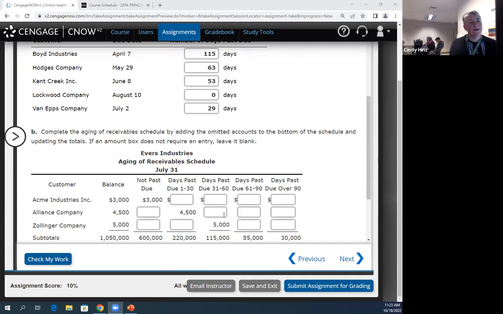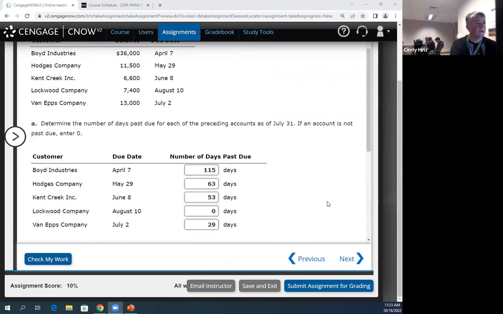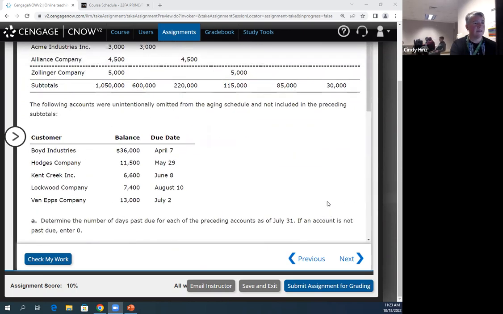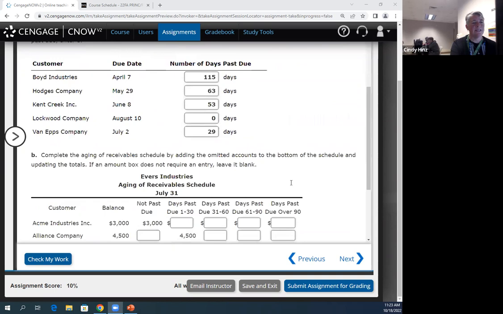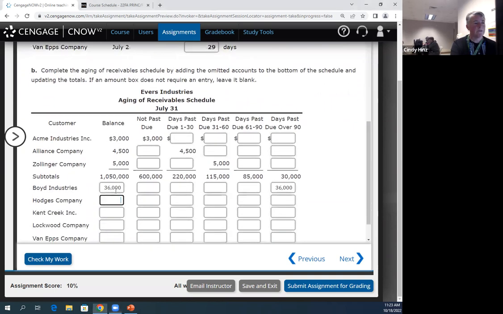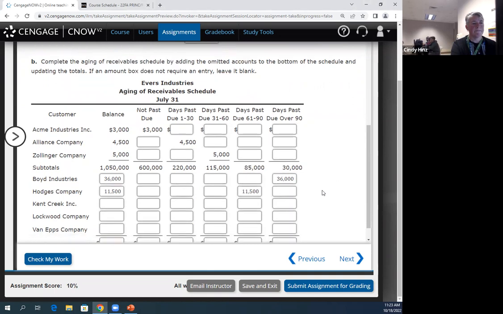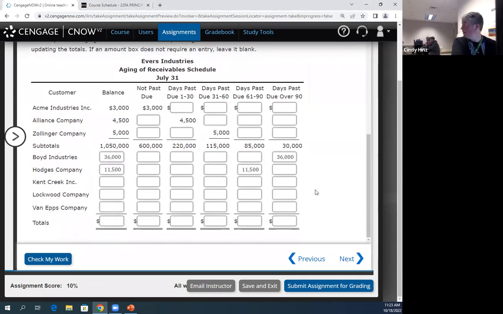These boxes that are here in the top part of this, those are not necessary. I'm not sure exactly why they put those there. We're just going to ignore those. That part of the aging is already done for us. That's just carried down from the top. So we'll start with Hodges Company next, 11,500, and that's 63 days past due. So 11,500 in the balance column, and that would be in the 61 to 90 day category. Any questions about what we're doing there?